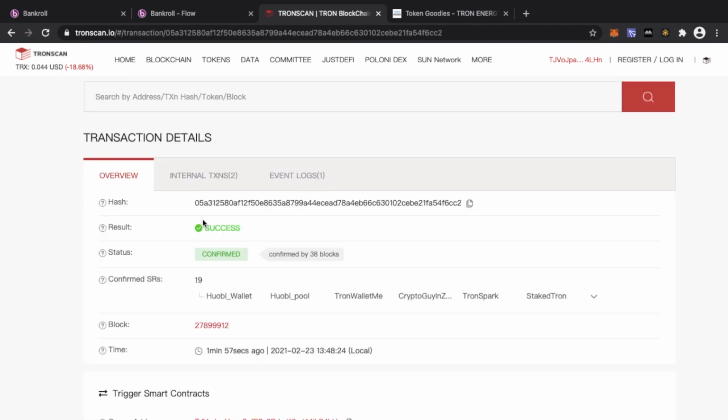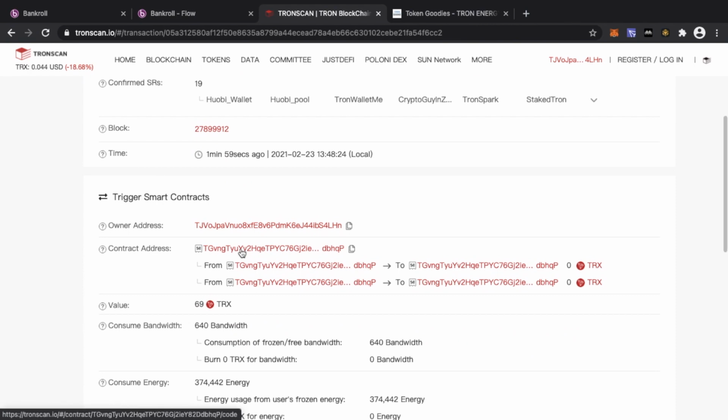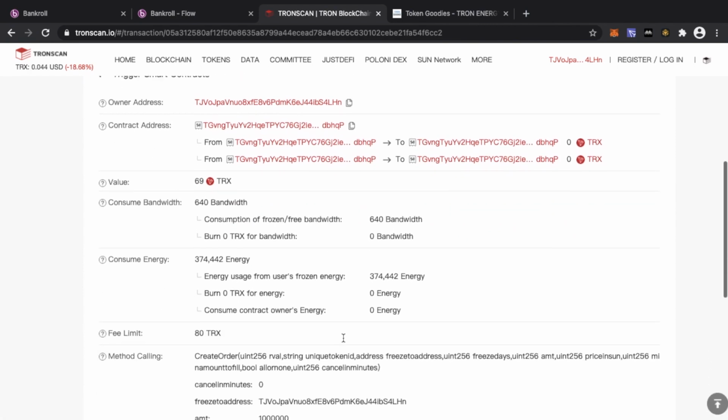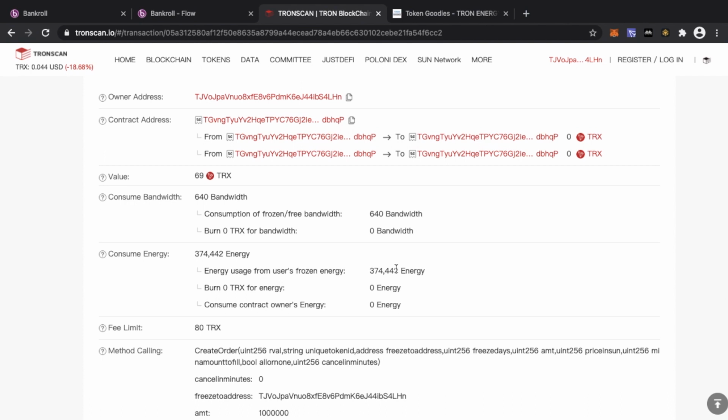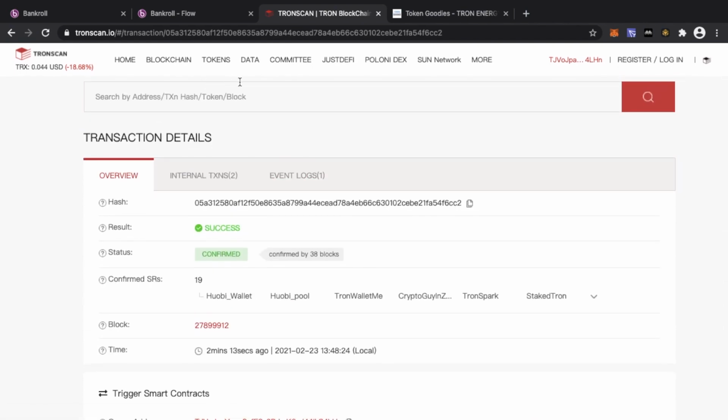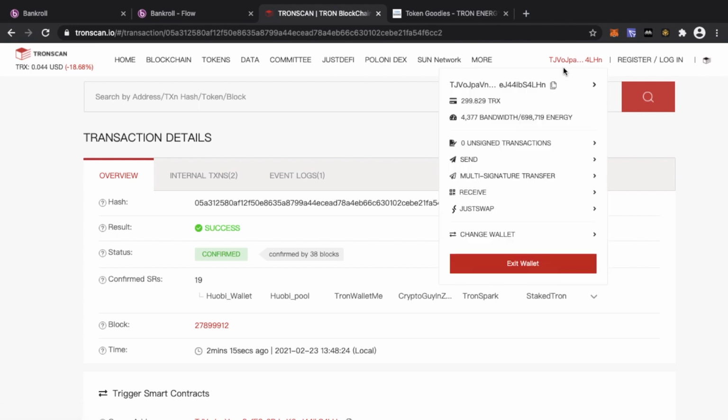Now, what I've done with token goodies is bought 1 million energy for 3 days. So if you think about it, 140, 140, 140, that's where you see your savings. So what I purchased for 70 Tron would cost me almost 400 odd Tron. So you've made some savings on that side.